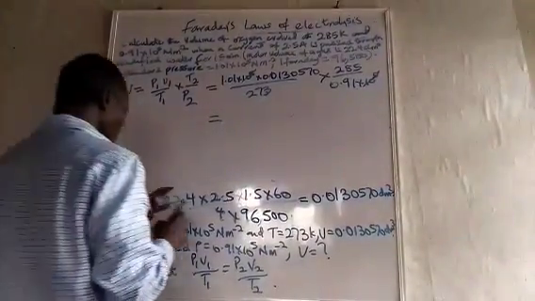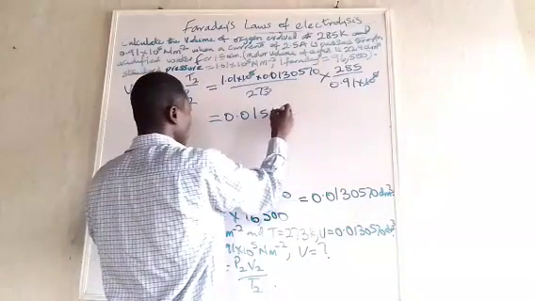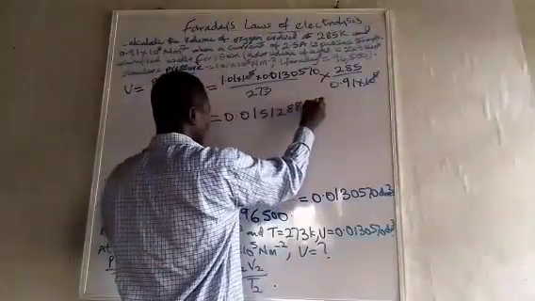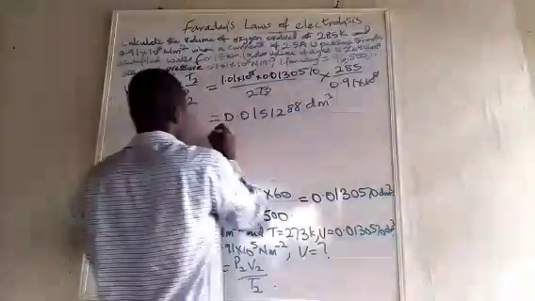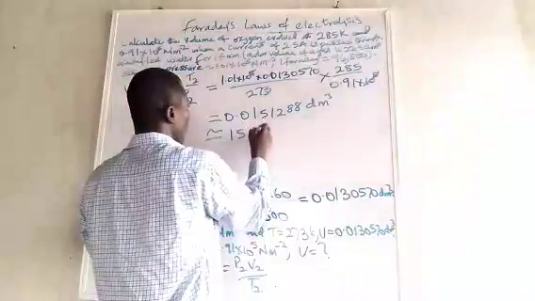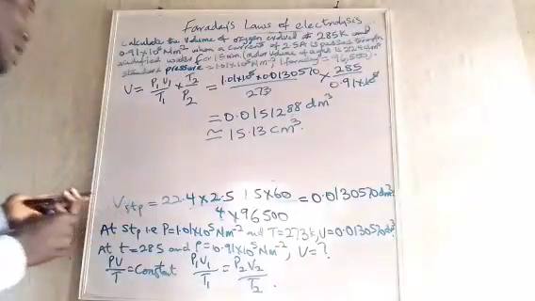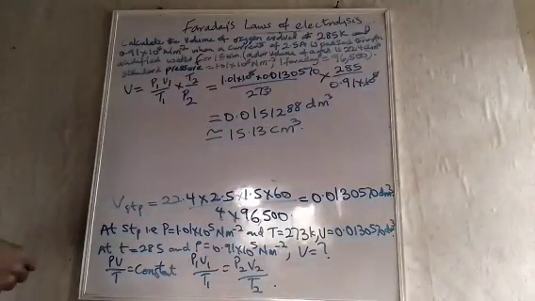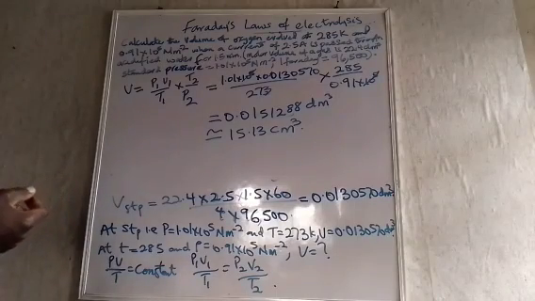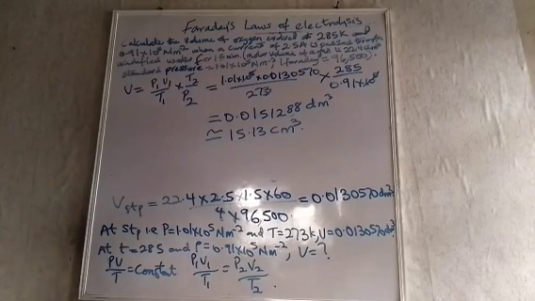So the answer is equal to 0.0151288 dm³, approximately 15.13 dm³. So that is the volume at 285 Kelvin and 0.91 times 10 to the power 5 Newton per meter square.